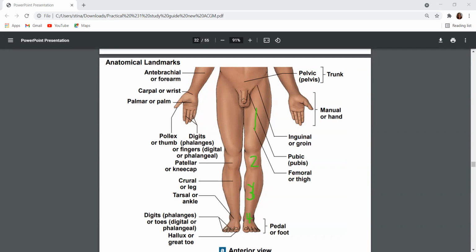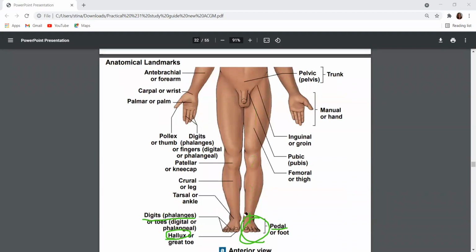Then you have all of your toes down here. Your little toes are going to be your digits or phalanges, just like your fingers were. So same term. Your big toe, though, has a special name called a hallux. And the entire foot, so the entire structure here, or the entire landmark, is going to be the pedal. So you pedal a bicycle, so your foot's called the pedal.